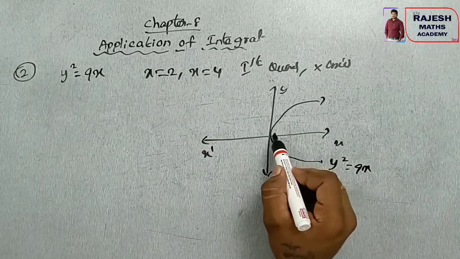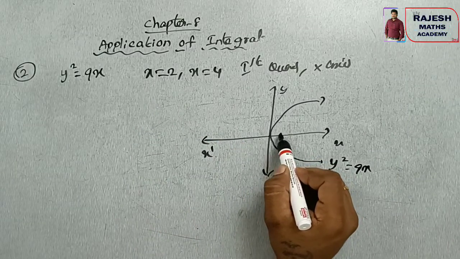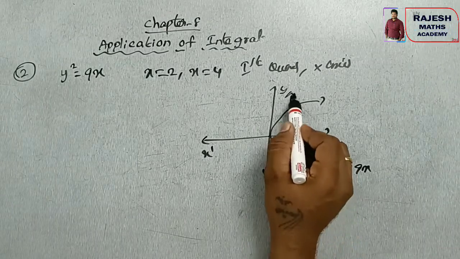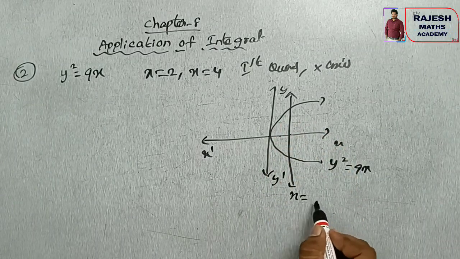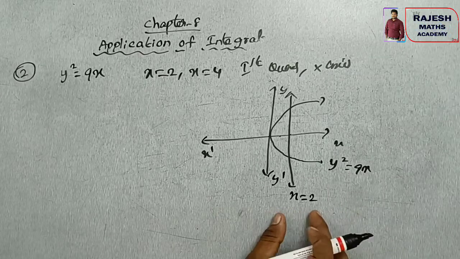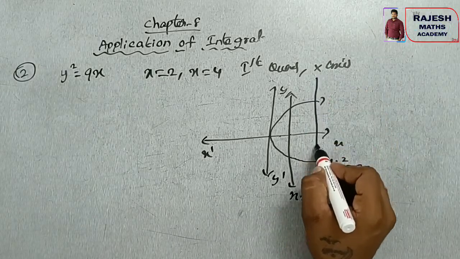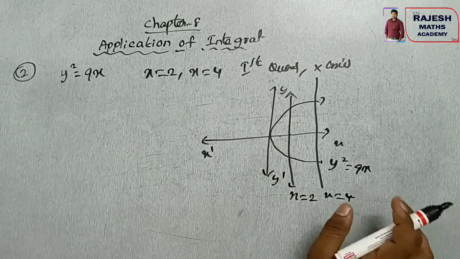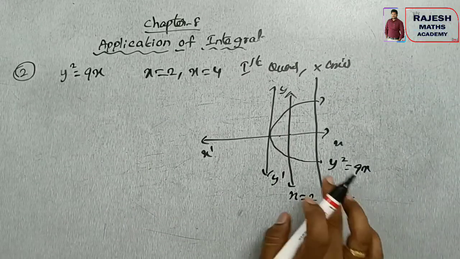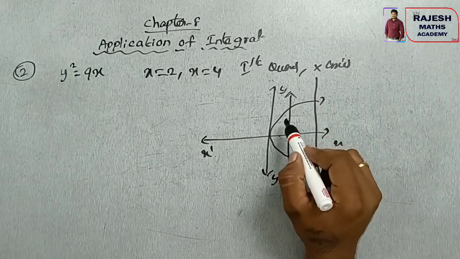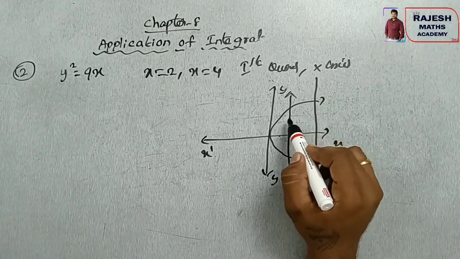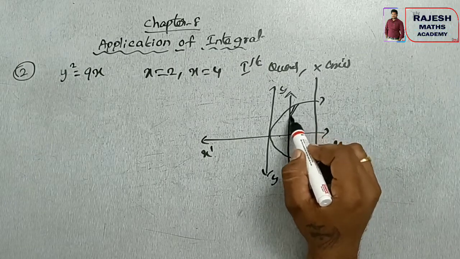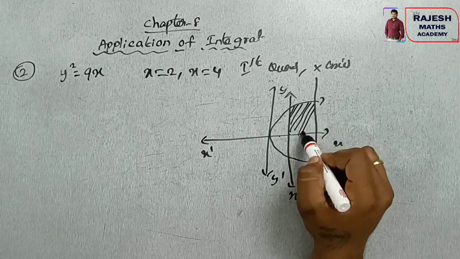So x equal to 0 is the y axis, x equal to 1, x equal to 2. So I have to draw a straight line parallel to the y axis, perpendicular to the x axis, that is x equal to 2. Next, x equal to 4, that is also parallel to the y axis, perpendicular to the x axis. So in between, actually what is given is the area of the curve from x equal to 2 to x equal to 4 in the first quadrant. So this area will be calculated.